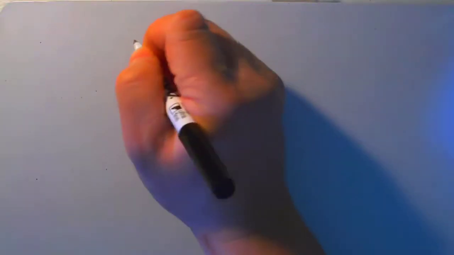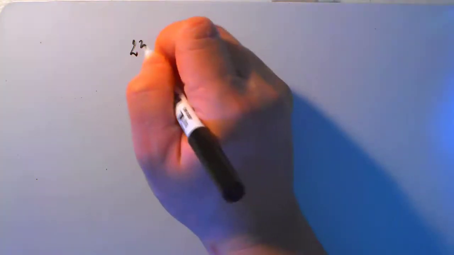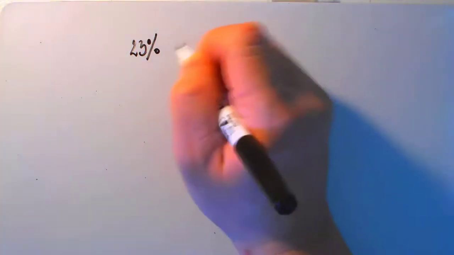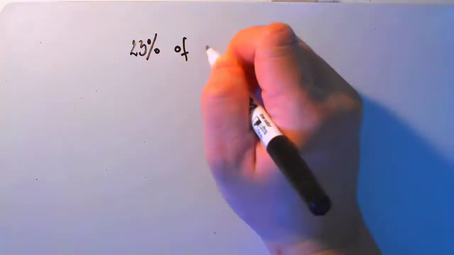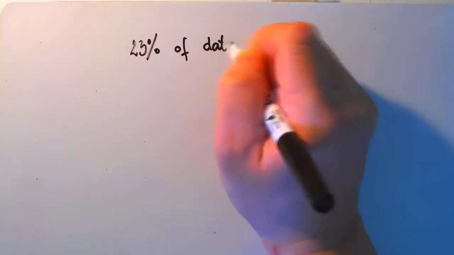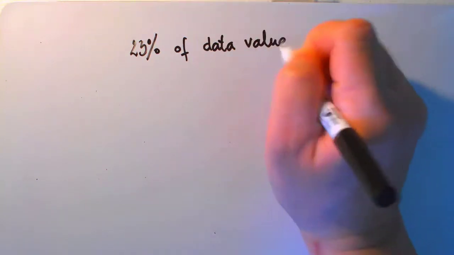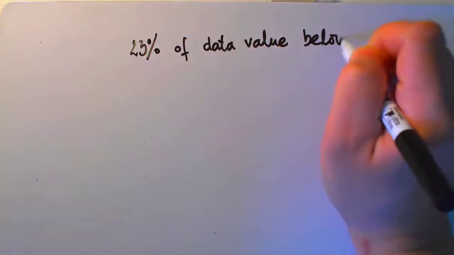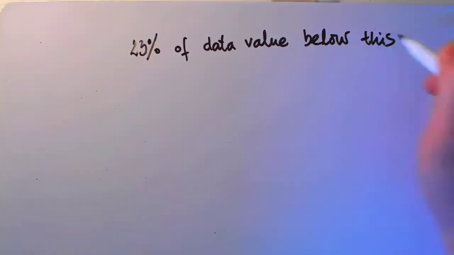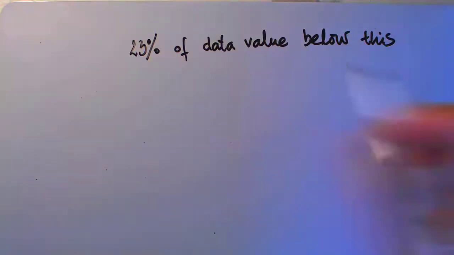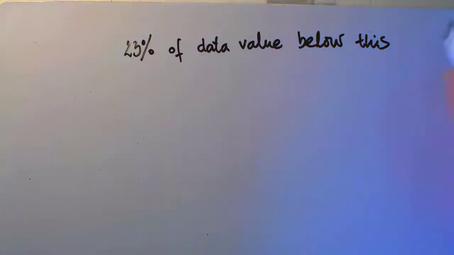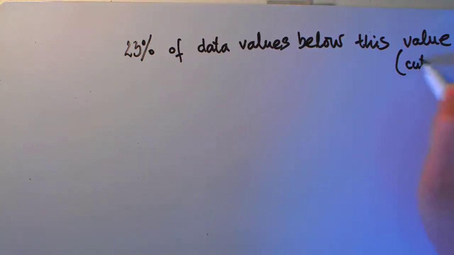So, some development about the problem: we know that we're going to have 23% of data values below this value. Normally, like I said in the definition, we call this the cutting value.